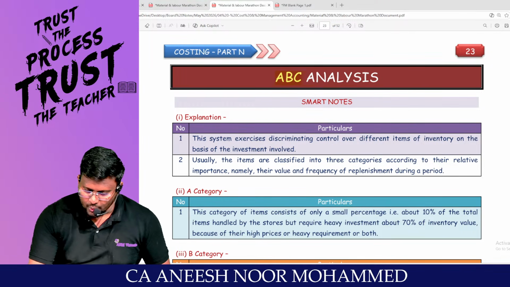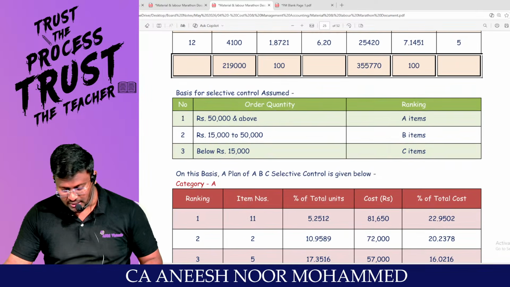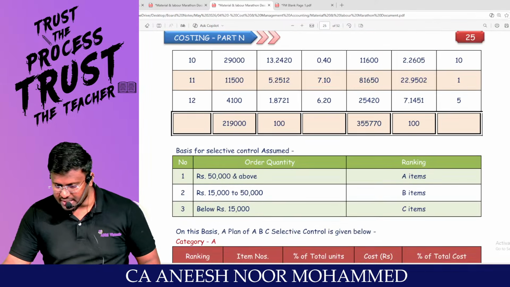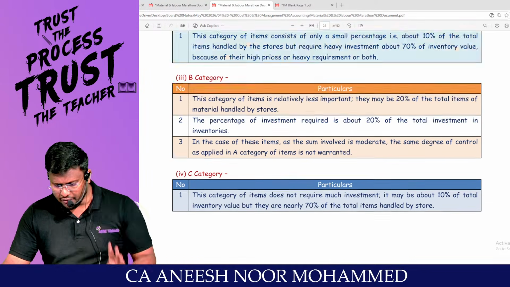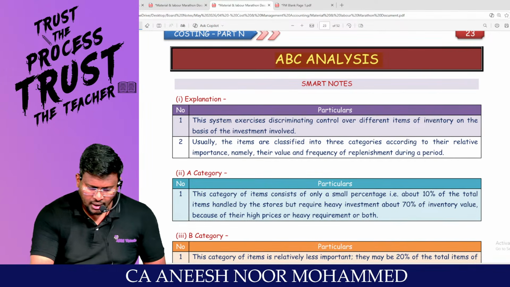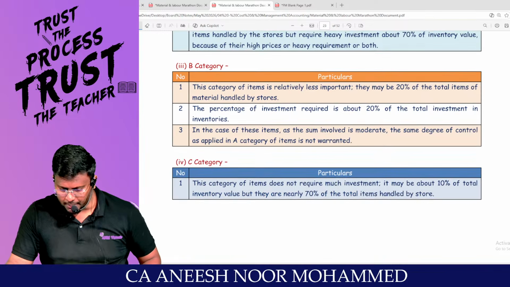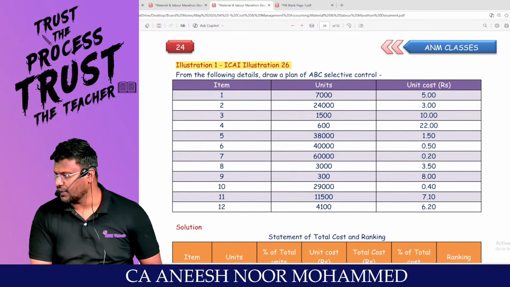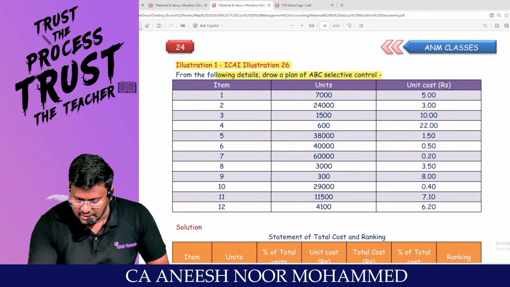Sir, we are moving into the next discussion called ABC analysis, my dear lovable students. Another 5-mark area, an expected area for examination, ABC. This many concepts are there, and even though the chapter is materials, it is a very important chapter for examination. Here and there they'll be spreading. Those who are listening to me, I believe that you are able to appreciate this ABC analysis. We'll straight away do one question from ABC analysis. From the following details, draw a plan of ABC selective control.